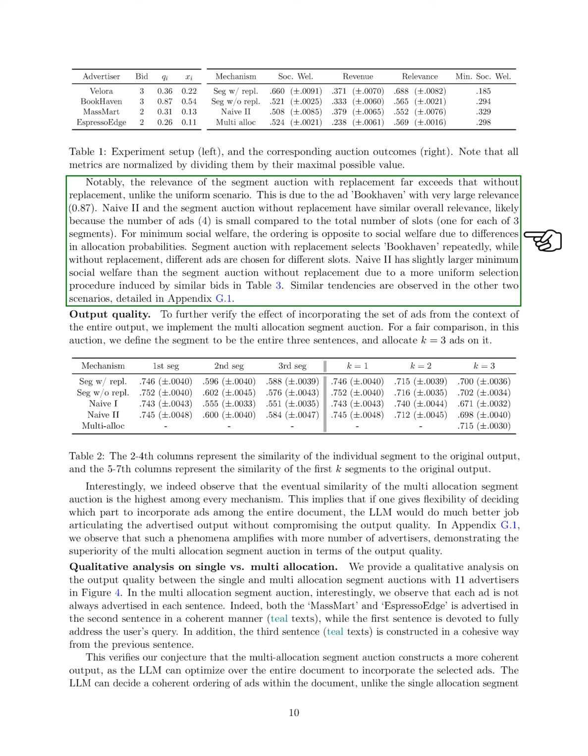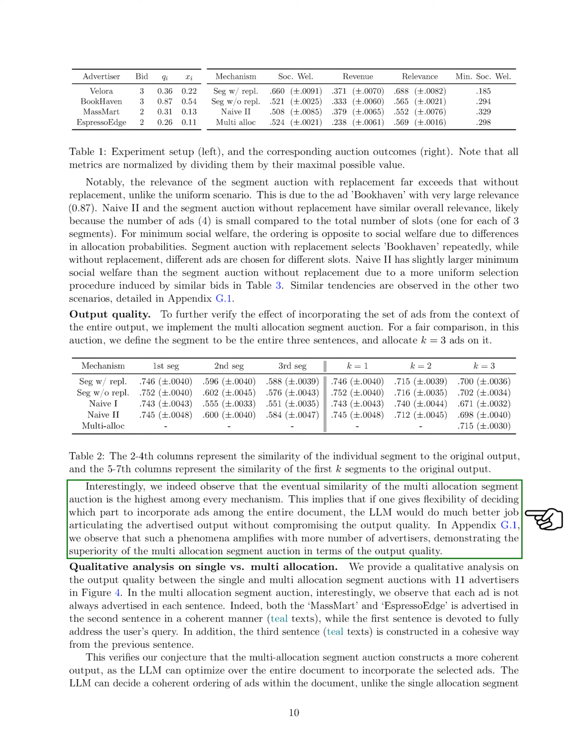The segment auction with replacement repeatedly selects Bookhaven, while without replacement, different ads are chosen for each slot. Naive 2 has slightly higher minimum social welfare than the segment auction without replacement due to a more uniform selection procedure. Similar trends are observed in other scenarios detailed in the appendix. To assess output quality, we implement the multi-allocation segment auction, where the entire 3 sentences are considered a segment and 3 ads are allocated.